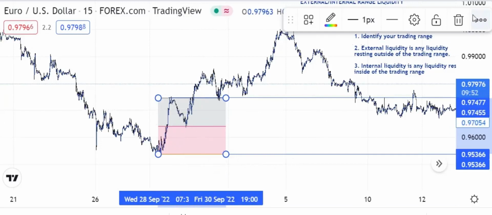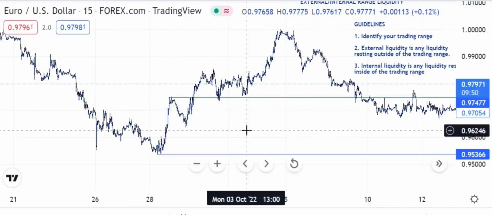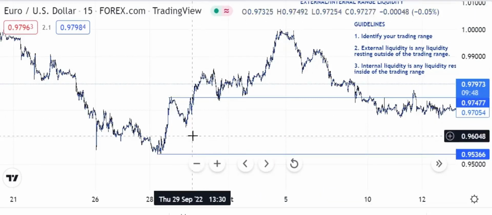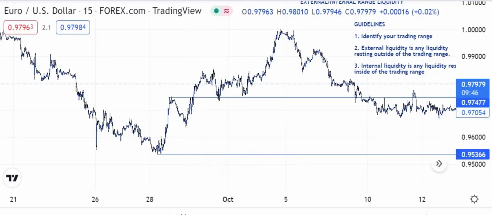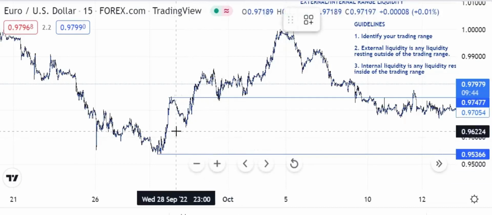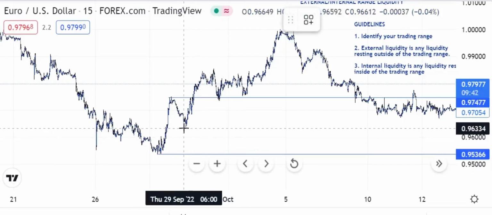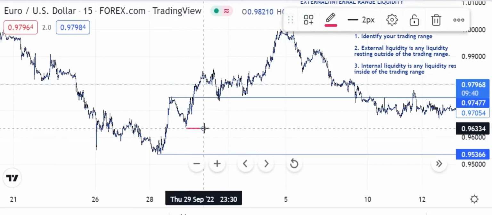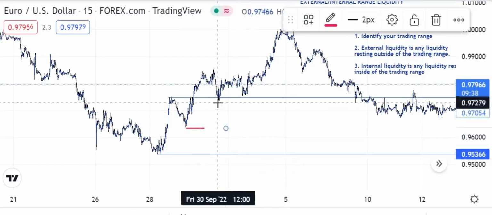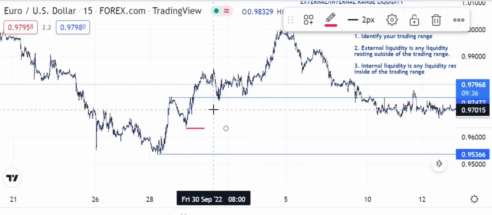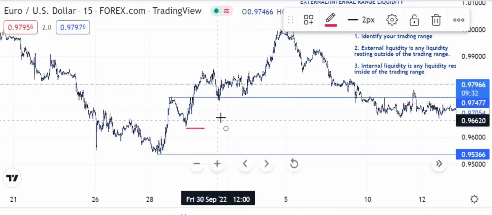Let's delete this out so that it doesn't confuse us. Now, this is your internal liquidity here, guys. Take a look. This is your internal liquidity. This point is your internal liquidity in the market. We are talking about your internal liquidity within this trading range.